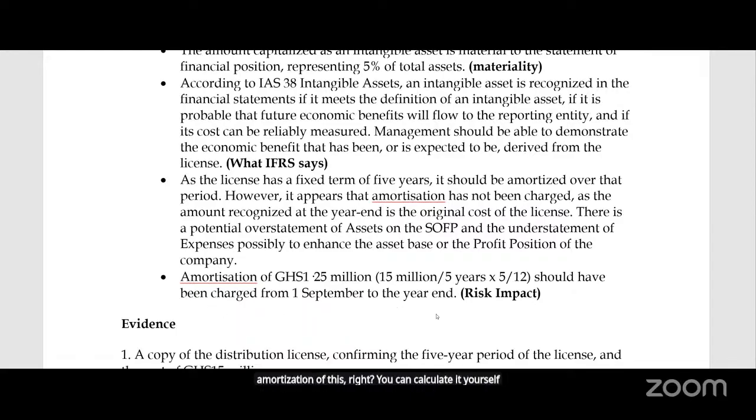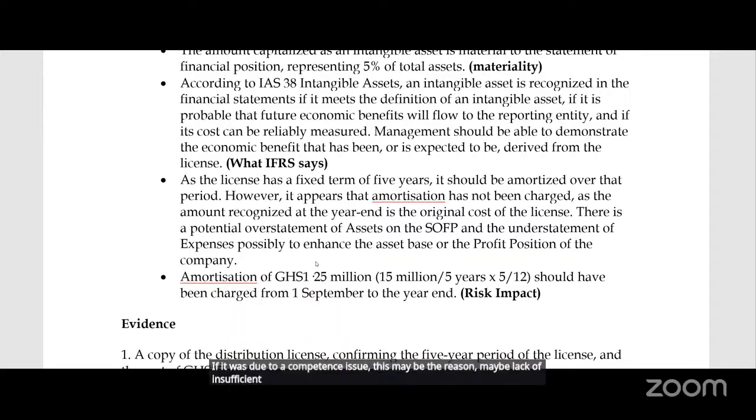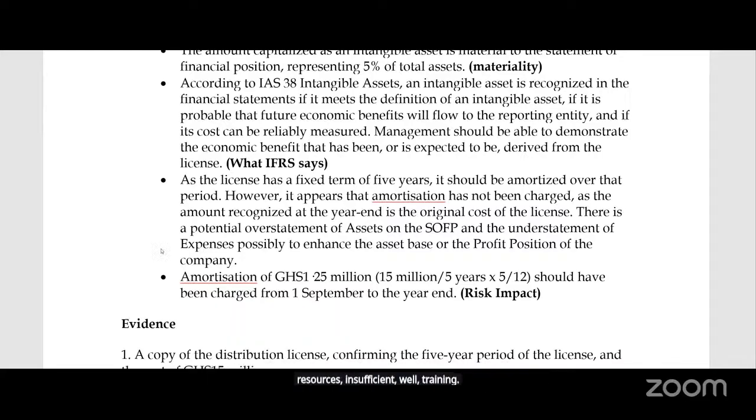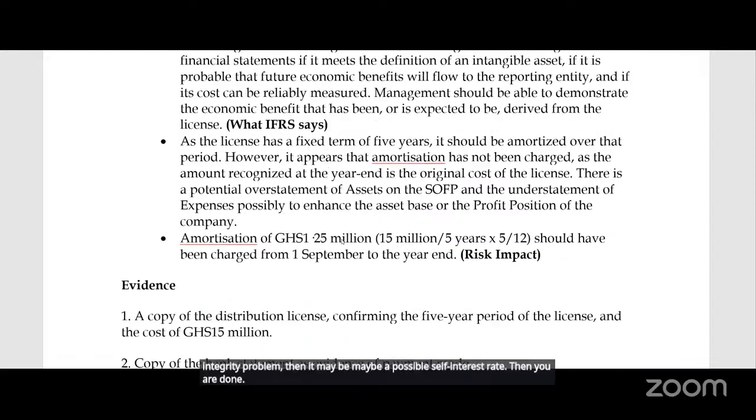Then you say ethical implication, if you must. Then you say that this potential issue may have been what? A competence issue, or an integrity or objectivity issue. If it was due to a competence issue, this may be the reason: maybe insufficient time, insufficient resources, insufficient training. If it was due to an objectivity and integrity problem, then it may be a possible self-interest threat. Then you are done. What is the evidence?